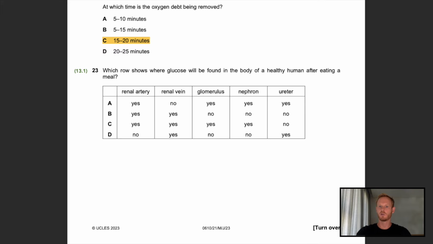Number 23. Which row shows where glucose will be found in the body of a healthy human after eating a meal? So the table includes 5 of the structures of a kidney. The renal artery, which supplies blood to the kidney, the renal vein, which carries blood away from the kidney, a glomerulus, in which water, glucose, urea, and ions are filtered from the blood, a nephron, from which all the glucose, as well as some of the ions and most of the water, are reabsorbed back into the blood, and a ureter, which directs urine to the bladder. Now, since all the glucose is reabsorbed back into the blood and none is excreted, the only structure here where glucose will not be found is the ureter.